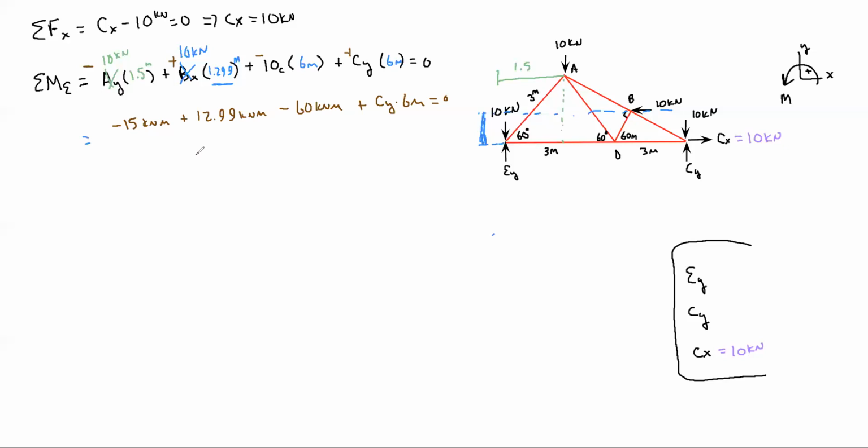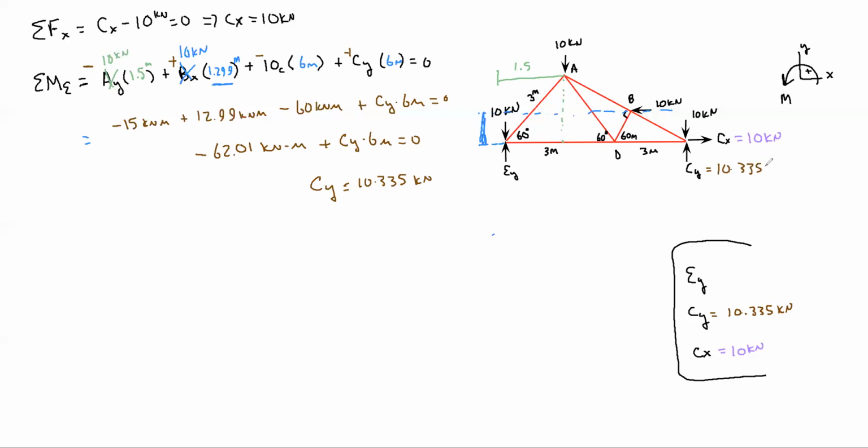I think that comes out to be negative. That doesn't look right, does it? Negative 75. Yeah, it does. I was going to say it was wrong, but it's not. Negative 62 kilonewton meters plus CY times 6 meters equals 0, giving us CY is equal to 10.335 kilonewtons. It is a positive number, which indicates that I have the direction correct. I'll go ahead and fill that in.